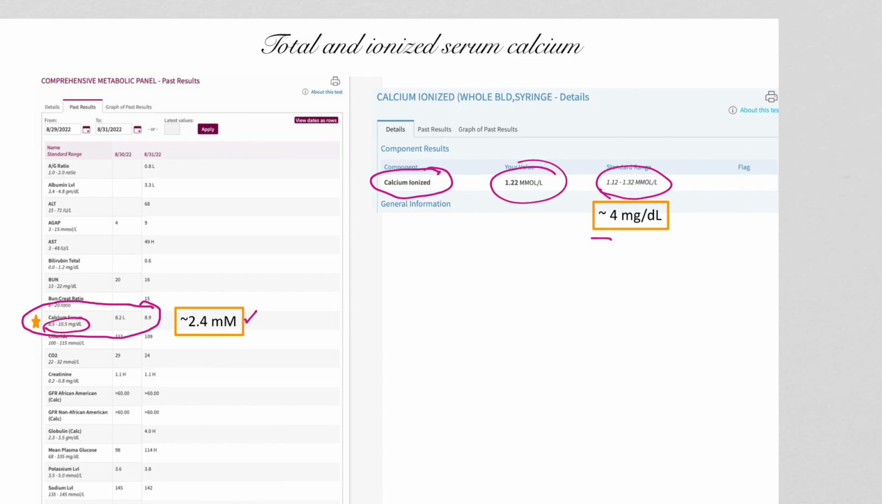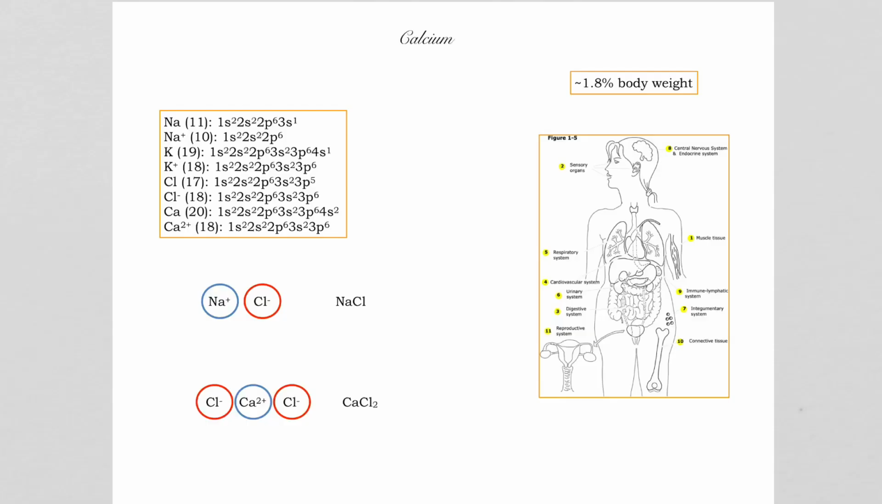And you'll see in a few seconds why ionized calcium is better than total calcium, and that's basically because this is the one that is physiologically active. This is the active form of calcium, so therefore it will give you a better understanding of what's happening in the body. There is less than 2% of body weight as far as calcium is concerned.